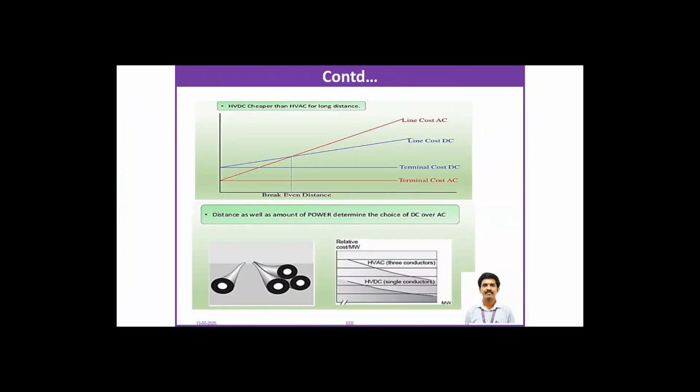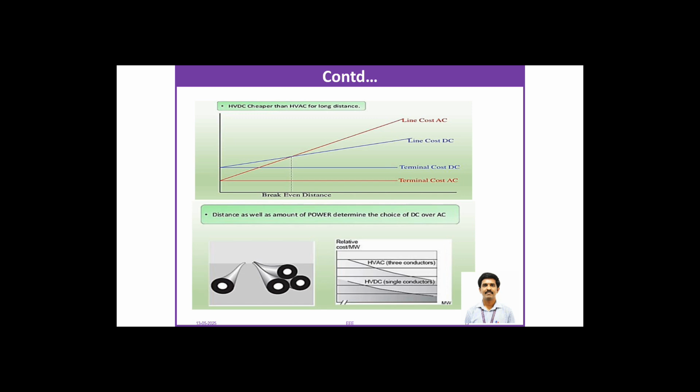For example, the 250 km Baltic cable between Sweden and Germany, and the 600 km NorNed cable between Norway and the Netherlands. So this is the comparison of what we have seen previously, that is the break-even distance. For short distance transmission, HVAC is affordable compared to DC, whereas for long distance, that too for bulk power transmission, HVDC is going to be affordable compared to HVAC.